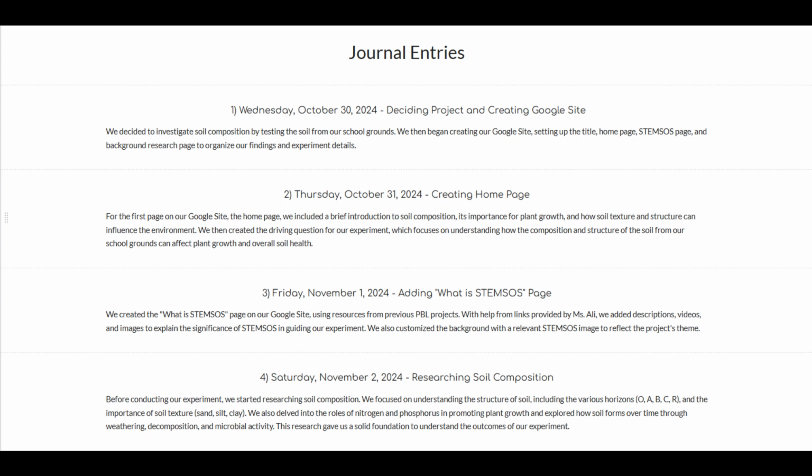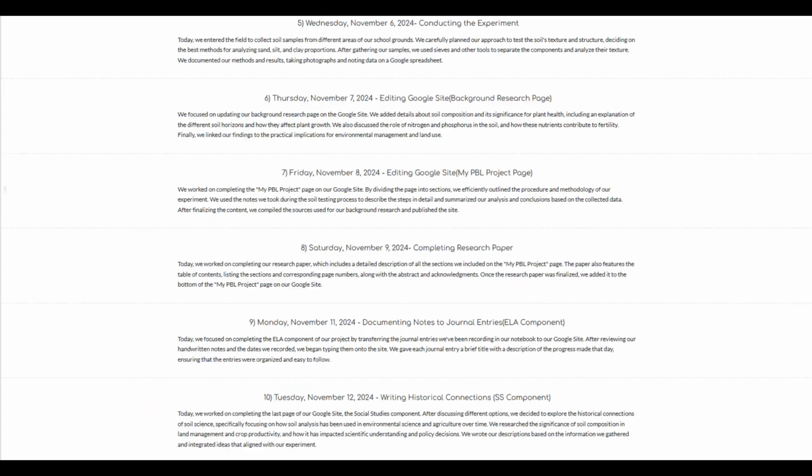For our English component, we documented our journey to truly understand the soil composition lab. During the startup phases of this experiment, we set up the basics of our Google site. Afterward, we researched this topic to understand the importance of soil composition and what the soil composition test kits are trying to accomplish. We then carefully conducted the experiment, making sure that we followed all the instructions while documenting the results on our Google site.